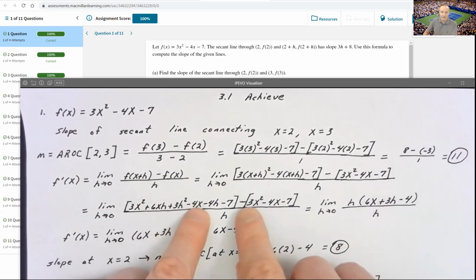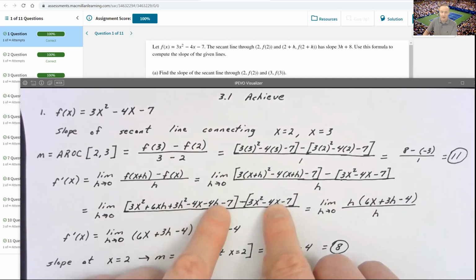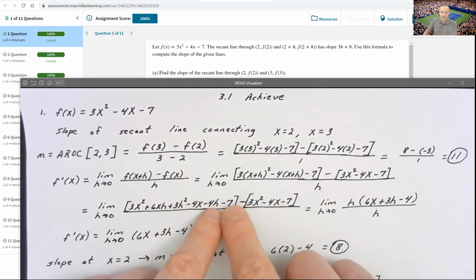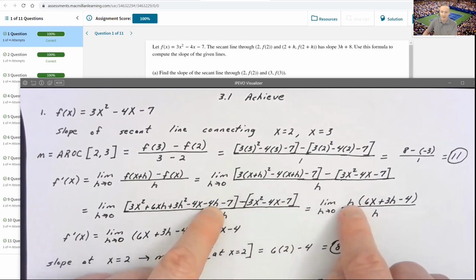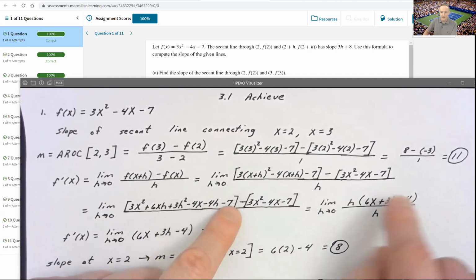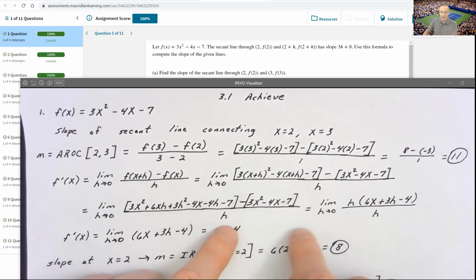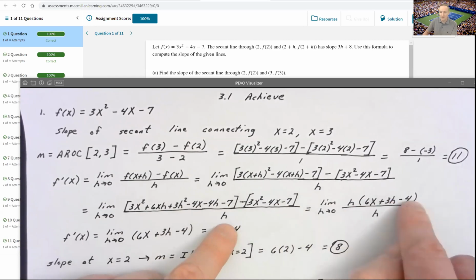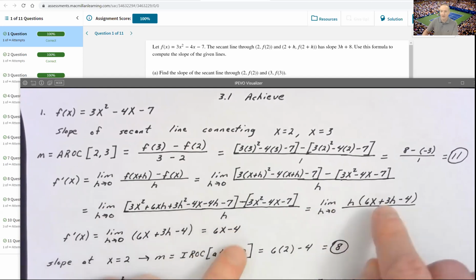This minus 4x minus a negative 4x cancels. Minus 4h has nothing to cancel. So you'd say, yeah, but John, you're supposed to factor an h out of that. Absolutely. You factor the h out and you have minus 4 left over here. Then you can see the minus 7s do cancel. So now I have h times this expression all over h. I can eliminate h in this step.